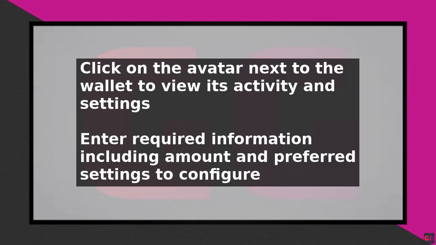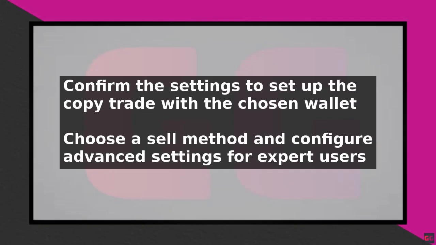To set up copy trading with a chosen wallet, click on the avatar next to it, rather than the wallet itself, to view the wallet's activity. Then, click on the copy trade option and enter the required information, including the amount and preferred settings, such as max buy amount, fixed buy, or fixed ratio, and choose a sell method. Advanced settings are also available for expert users. After configuring the settings, confirm to set up the copy trade.